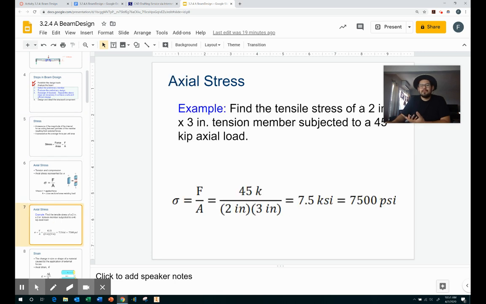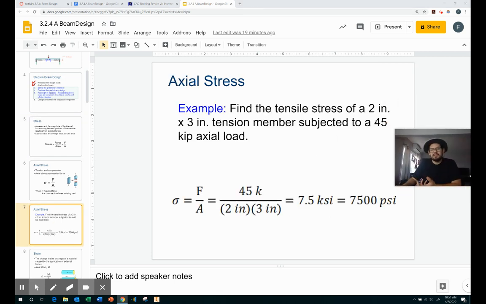A formula that you might apply, and I don't know why they use kips in this situation, but kips means 1,000 pounds. So if I have 45,000 pounds placed on a member that's 2x3, how much stress is it under? Well, 45,000 divided by 6 inches squared gives me 7,500 pounds per square inch, which means that every square inch is feeling that much force on it. And that doesn't matter whether it's thick or thin. And that's just the measure of it, right?